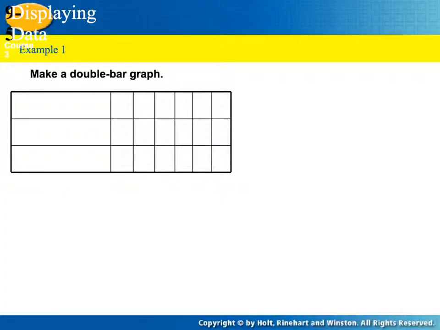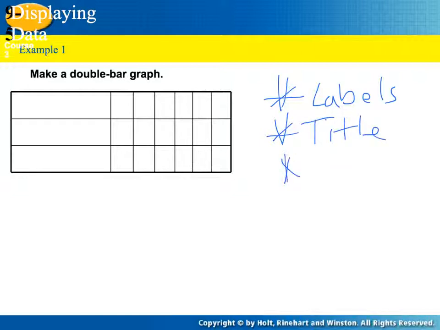Okay, so what you're going to do is you're going to make a double bar graph with the information that I'm going to place in here first. What I want you to do is start with labels. Then I want you to put in your title and a key. Then you plug in your bars, your numbers and your bars. Okay, so start with your title, labels, key, all of that information, and move on.